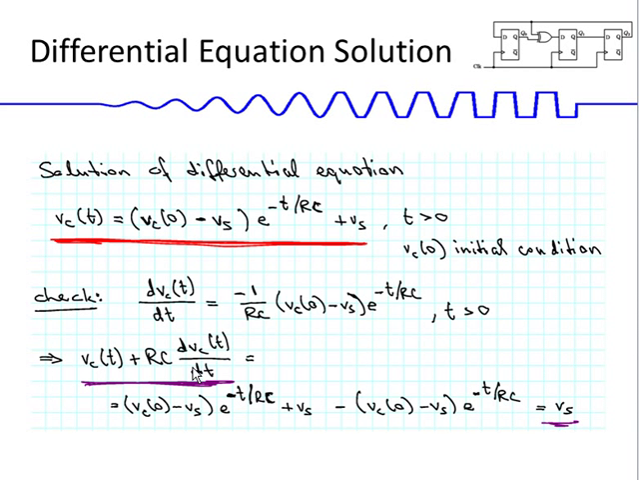We can check that this formula actually works by plugging it back into the differential equation that we had on the previous slide. The first derivative of this expression is equal to minus 1 over RC times that difference in voltages times e to the minus t over RC. The Vs drops out. Then we can take Vc(t) plus RC times dVc(t)/dt. What we find is that we have this component, Vc(0) minus Vs times e to the minus t over RC, and that gets subtracted from the derivative. What remains is Vs. So that whole thing is equal to Vs, which is the differential equation that we had on the previous slide.